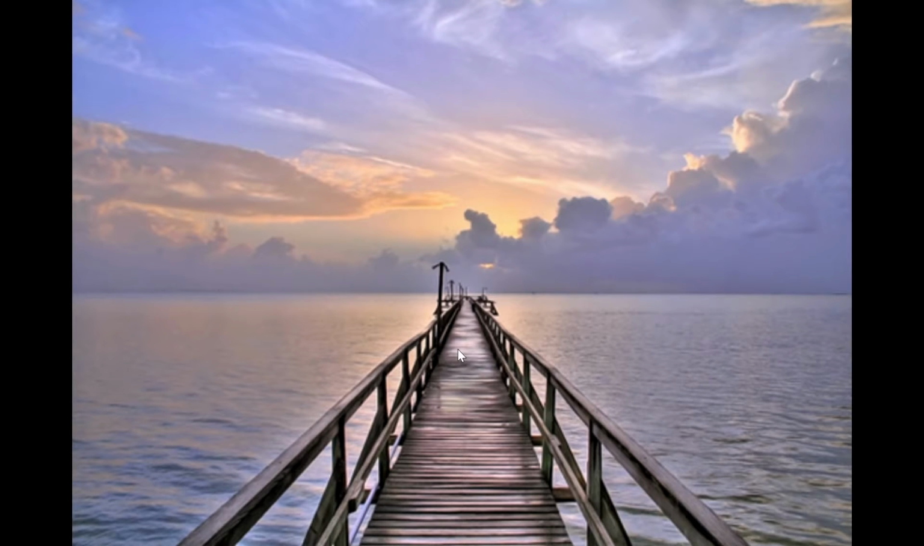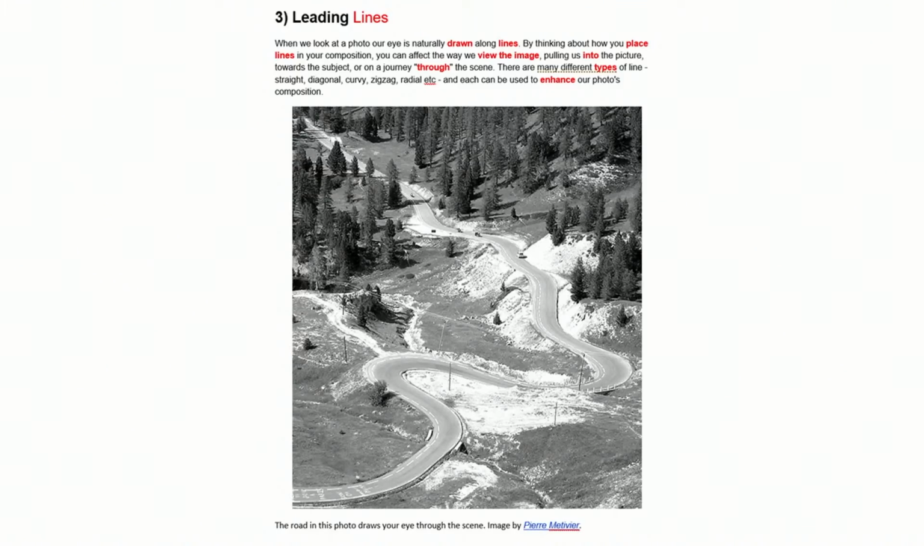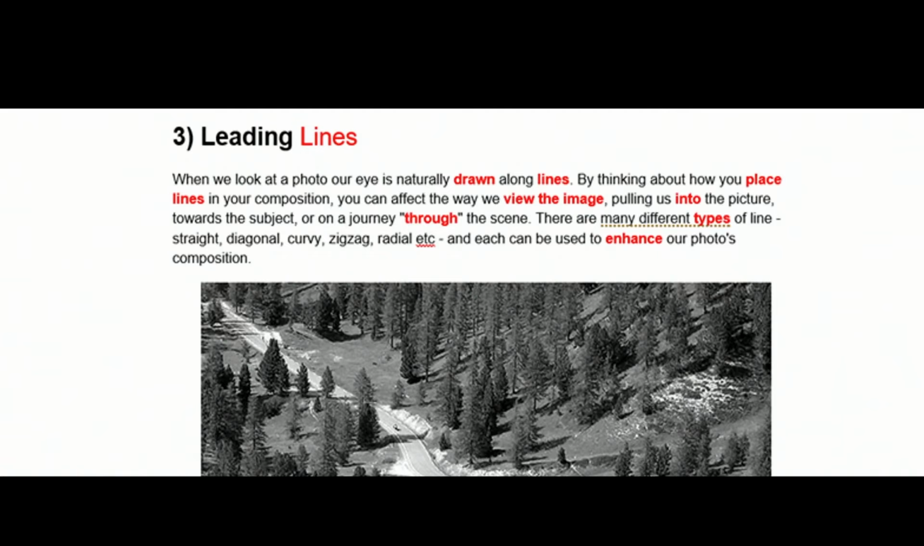It's any kind of line that usually can be straight or zigzag, but it always kind of points. A lot of the times we'll see it start at the bottom and move towards the center, but it doesn't have to. Leading lines as a definition has to deal with when we look at a photo, our eyes are naturally drawn along lines. And sometimes by thinking about where we place those lines in a composition, you can affect the way that you view the image. It really pulls us in, like we're having a journey through this scene.